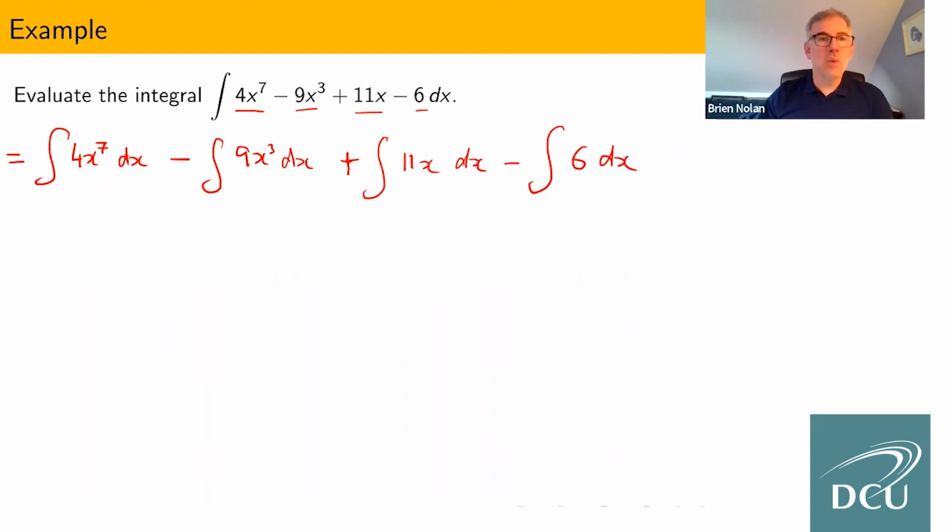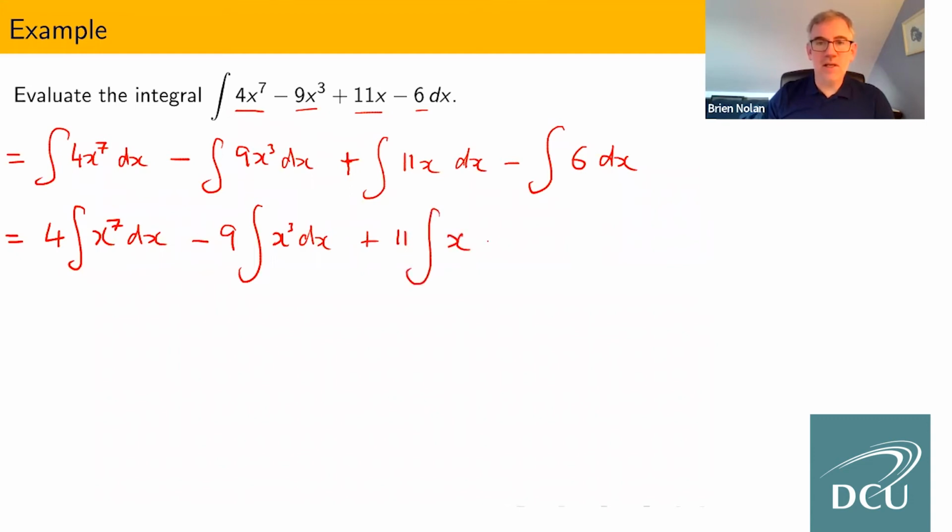As a next step, we can use the first rule on the previous slide, which tells us that we can just ignore the number. So the 4 skips out to the front and we have the integral of x to the 7 dx. The 9 skips out to the front and we'll have the integral of x cubed dx. The 11 skips out to the front and we'll have the integral of x dx. And the 6, we can use the third rule that was written down there. The integral of k dx is kx plus constant of integration. So we'll have 6 times x plus constant of integration.